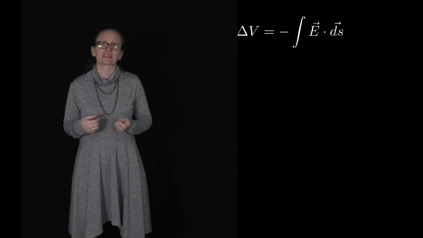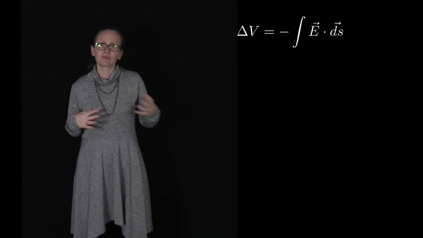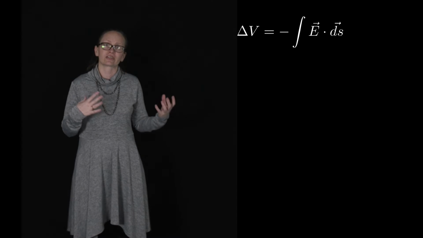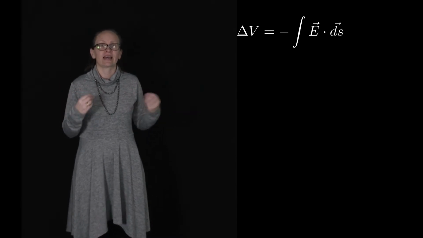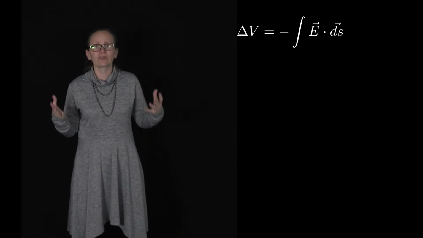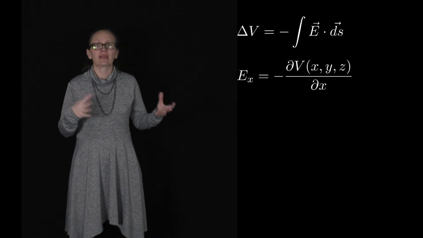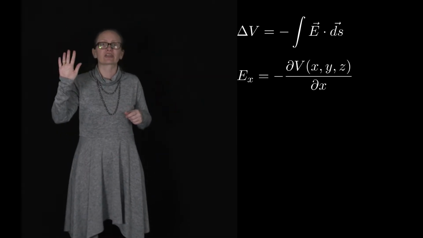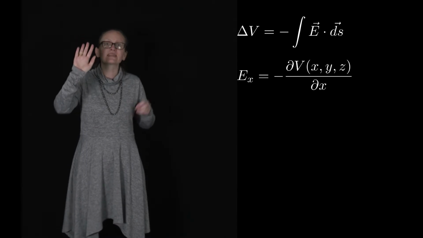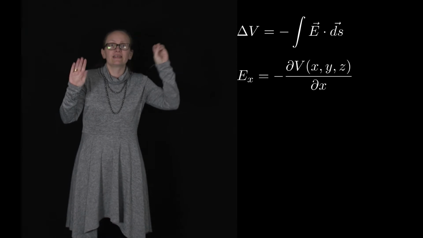However, the voltage is a scalar while the electric field is a vector. So if we want to work out the electric field in a certain direction, we need to work out how the voltage is changing in that direction. So for example, if we want to work out the electric field in the x direction, then we use the equation E subscript x to show it's in the x direction is equal to minus dV, which is a function of x, y, and z, dx.